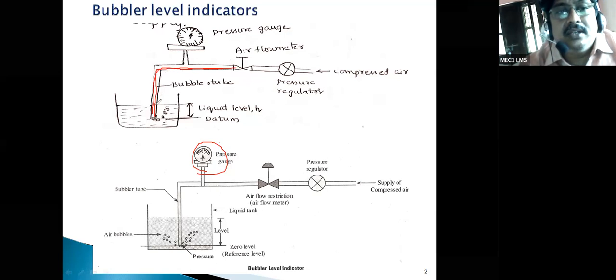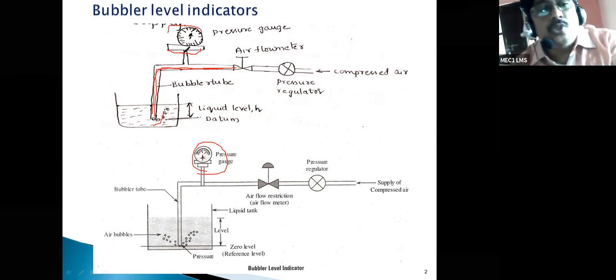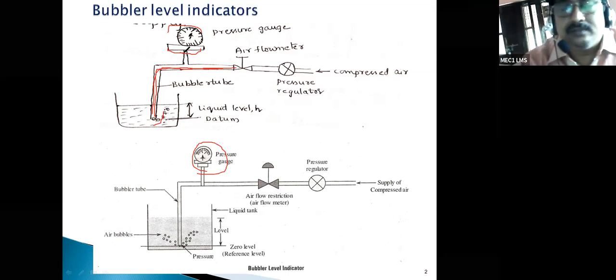So when we send that compressed air to the dipped end, some bubbles will form, right? These are the bubbles. When the bubbles come, the indication is that the pressure of air is equal to the pressure of the liquid at the bottom of the tank. That is nothing but the hydrostatic pressure, which is observed in the pressure gauge. That pressure is calibrated in terms of the level of the liquid in the tank. That is the actual procedure: the hydrostatic pressure of a liquid is proportional to the liquid level.